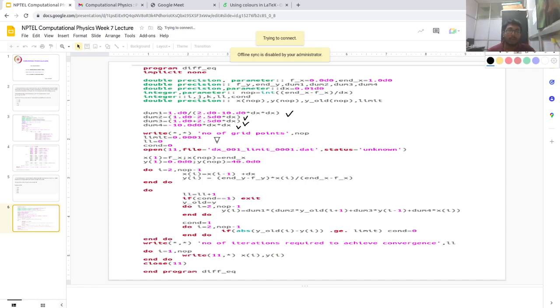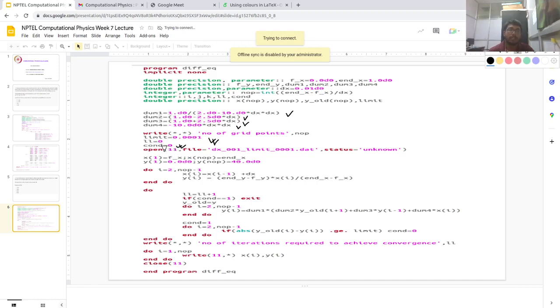So then you have to give the number of grid points. Sorry, this is not given by you, it will be generated, or it will be the output of the code as it is compiled. So the limit as per question is given by 0.0001, so 10 to the power minus 4, and then you have an open loop and the loop parameter LL, which will be 0, and the condition is set to be 0. So this condition is used for the meet of the limiting condition.